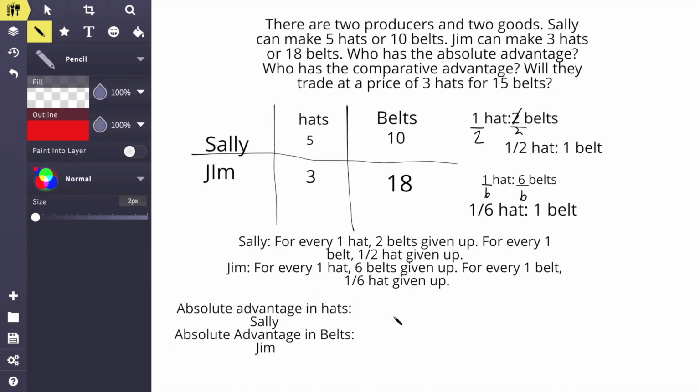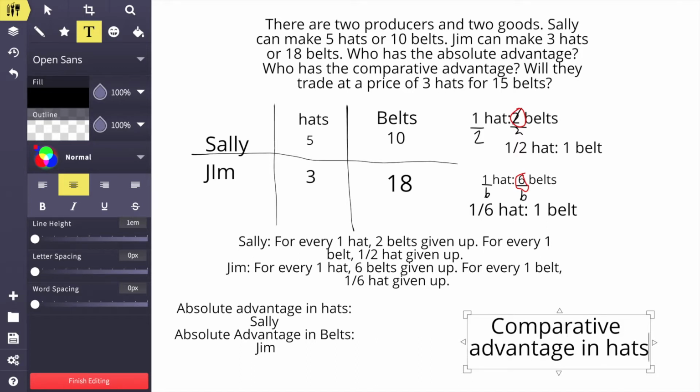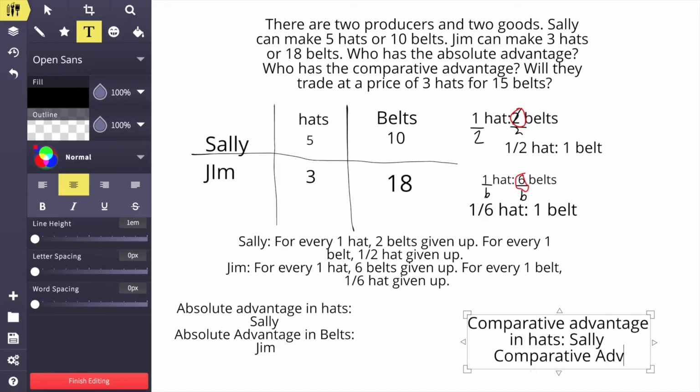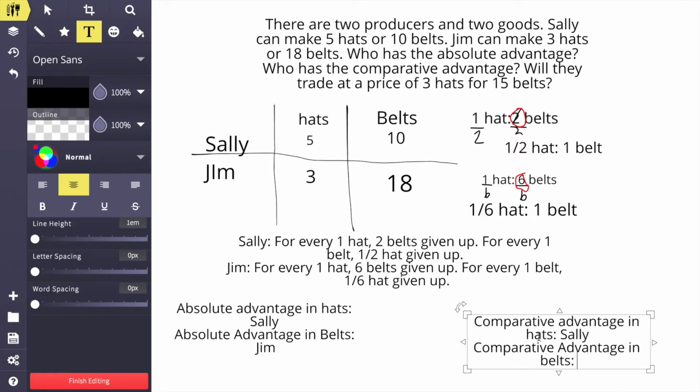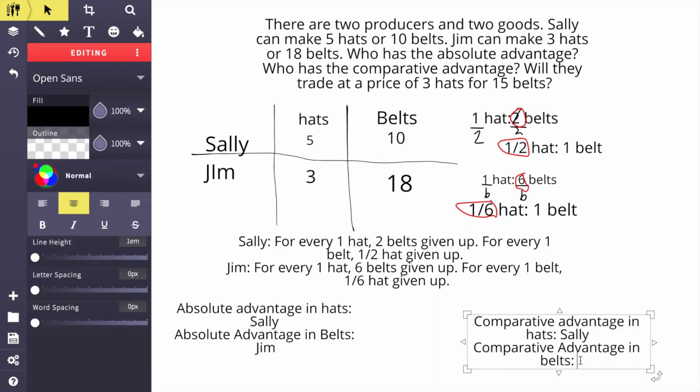Who do you think has the comparative advantage in hats? Sally, because for every hat that Sally makes, she gives up only 2 belts, while for every hat that Jim makes, he gives up 6 belts. Now, who do you think has the comparative advantage in belts? It's Jim, because for every 1 belt that Jim makes, he gives up producing 1/6 of a hat, whereas Sally gives up 1/2 of a hat to produce a belt.